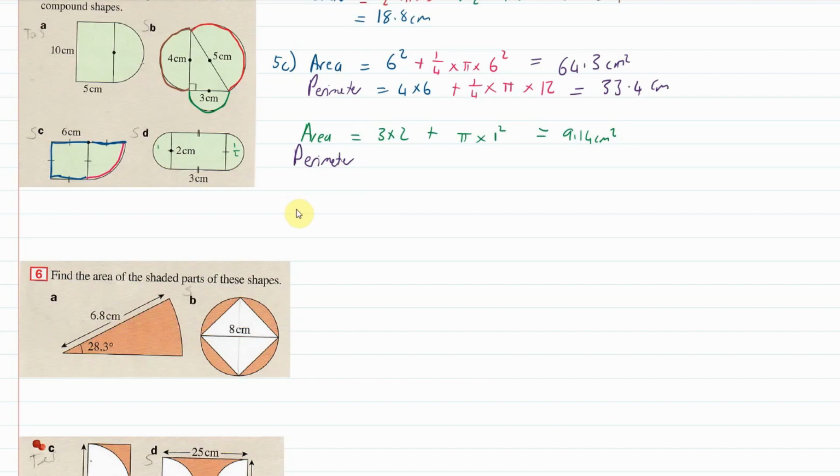Let's have a look. Okay, so you've got this, which is 3 plus 3, so 6. Then you've got half a circle and half a circle, so it's going to be plus pi d, because it's a whole circle altogether. Pi times d, and d is 2. And what does that give us? 2 pi plus 6 is equal to 12.3 centimeters.